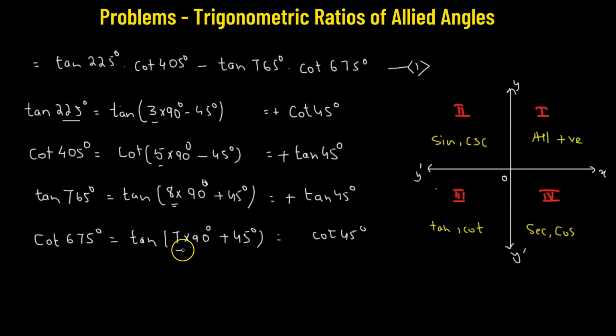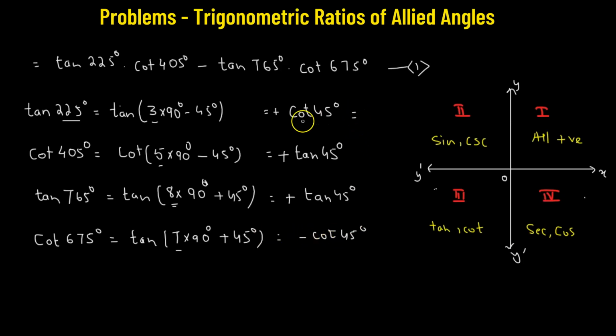And finally coming to cotangent of 675 degrees. Now 675 degrees is represented by 7 times 90 plus 45. So 7 means 1, 2, 3, 4, 5, 6, 7. We are in the third quadrant, but we are adding 45 degrees to it, which will take us to the fourth quadrant. Now in the fourth quadrant, secant and cosine are positive. That means all other trig functions are going to be negative.